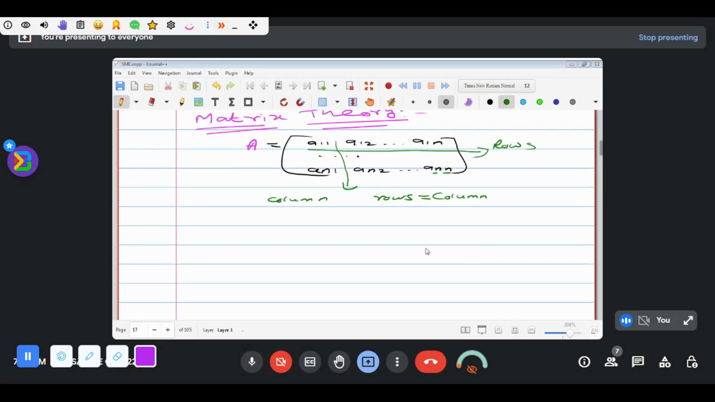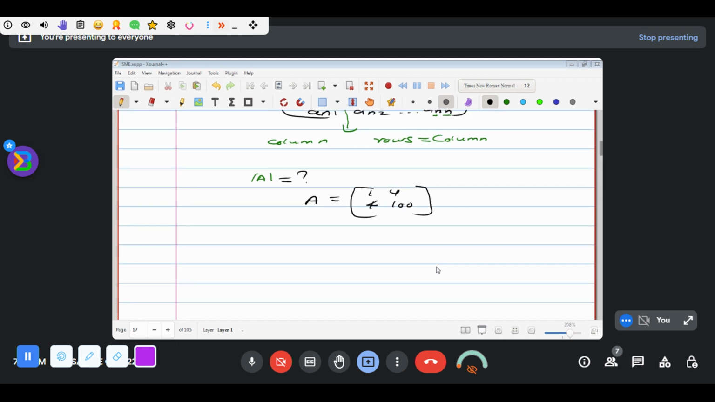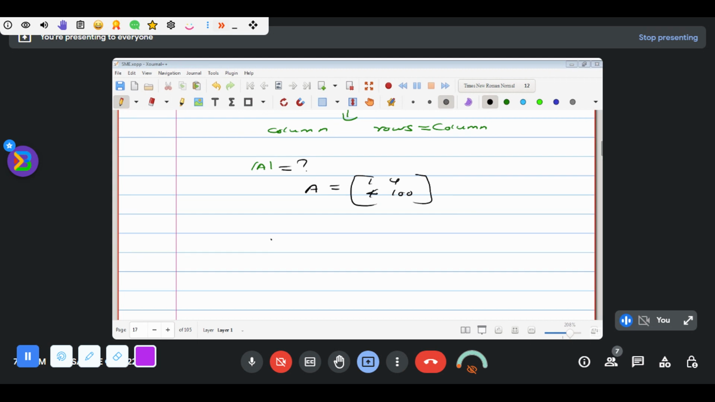Next is a very important one: how to find the determinant. I am taking a small example directly. A equals the matrix 1 4 / 4 100. How to find the determinant is the question here. For a 2 by 2 matrix, the calculation is very easy. Therefore, determinant of A equals the determinant of 1 4 / 4 100.